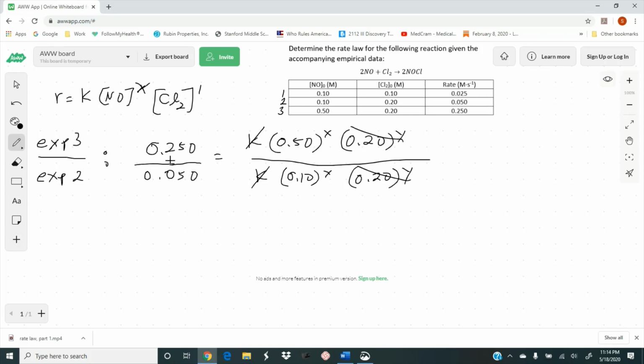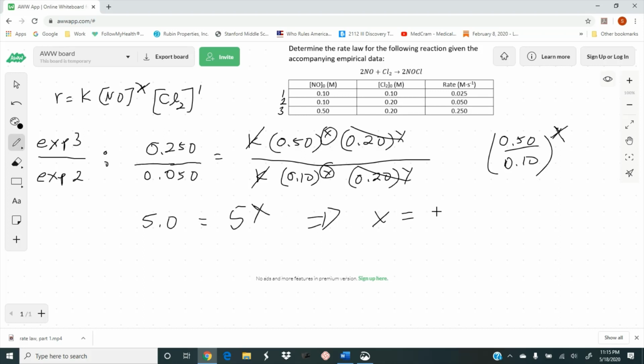So now all I have is these guys, 0.25 over 0.05. If I plug that into the calculator, I end up with 5.0, and 0.5 to the X over 0.1 to the X. Once again, when they have the same exponents, you can go ahead and put the bases together: 0.50 over 0.10 to the X. 0.5 over 0.1 is 5, so 5 to the X. And just like last time, when 2 to the X was 2, this time 5 to the X is 5, which means X equals 1.